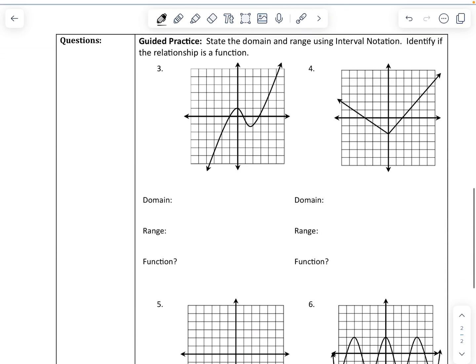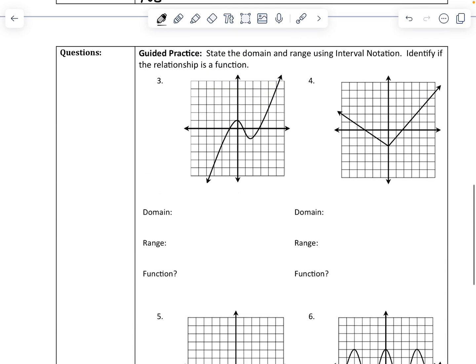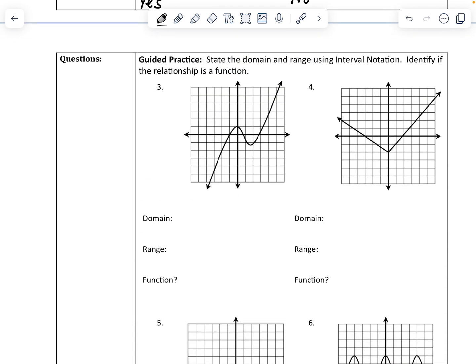So let's look at number 3. Let's do 3 and 4, and I'm going to leave 5 and 6 for you. All right, so state the domain and range using interval notation. So remember, domain is x-axis. So where are the numbers along this axis? And range is y-axis. So where does it match up along this axis?